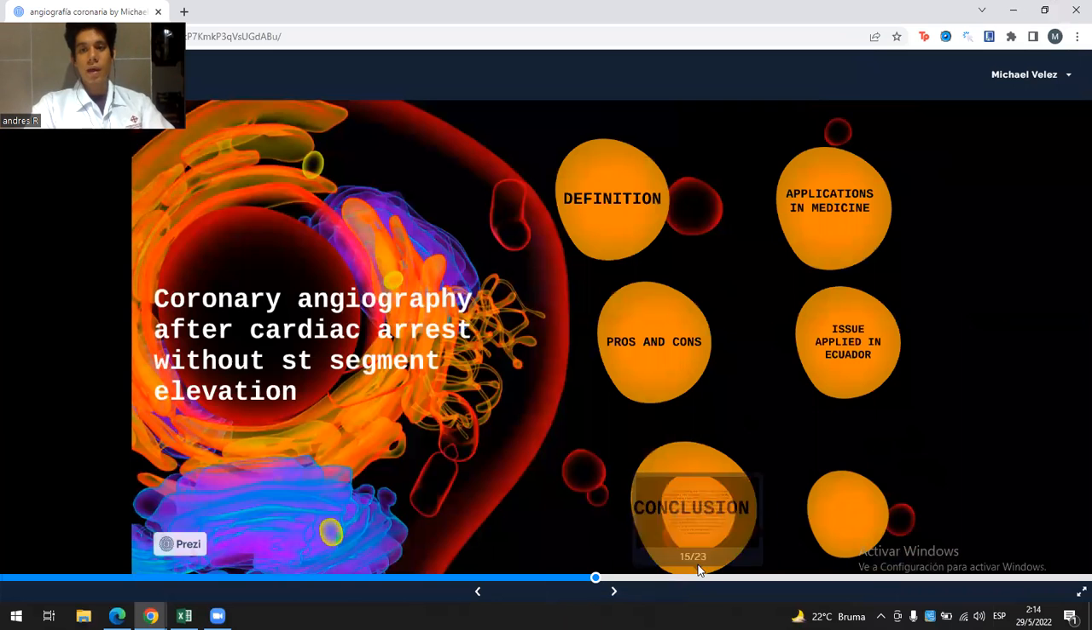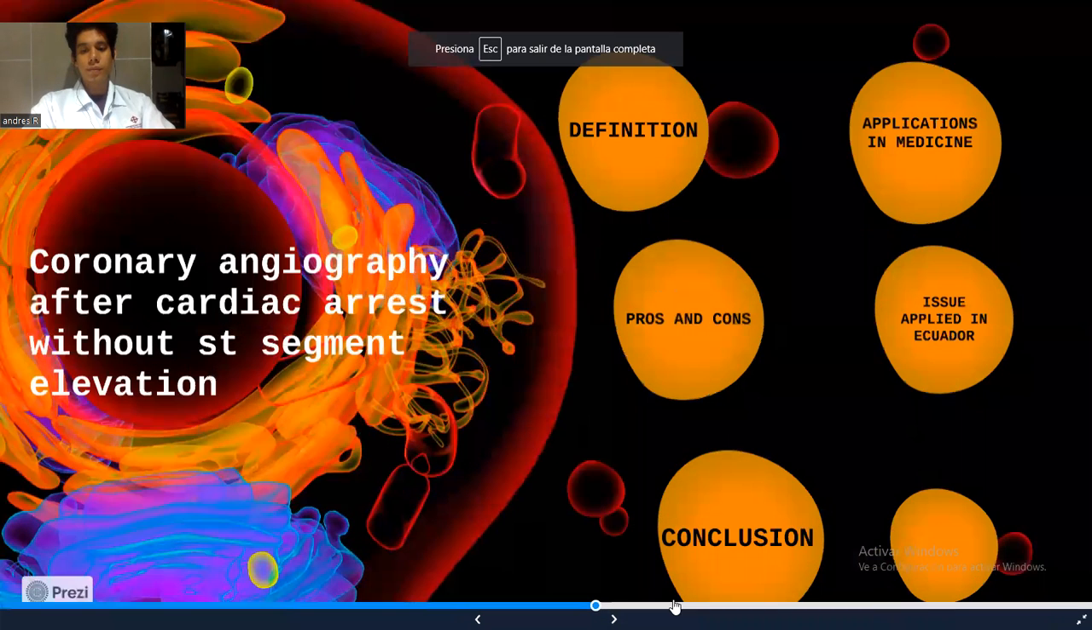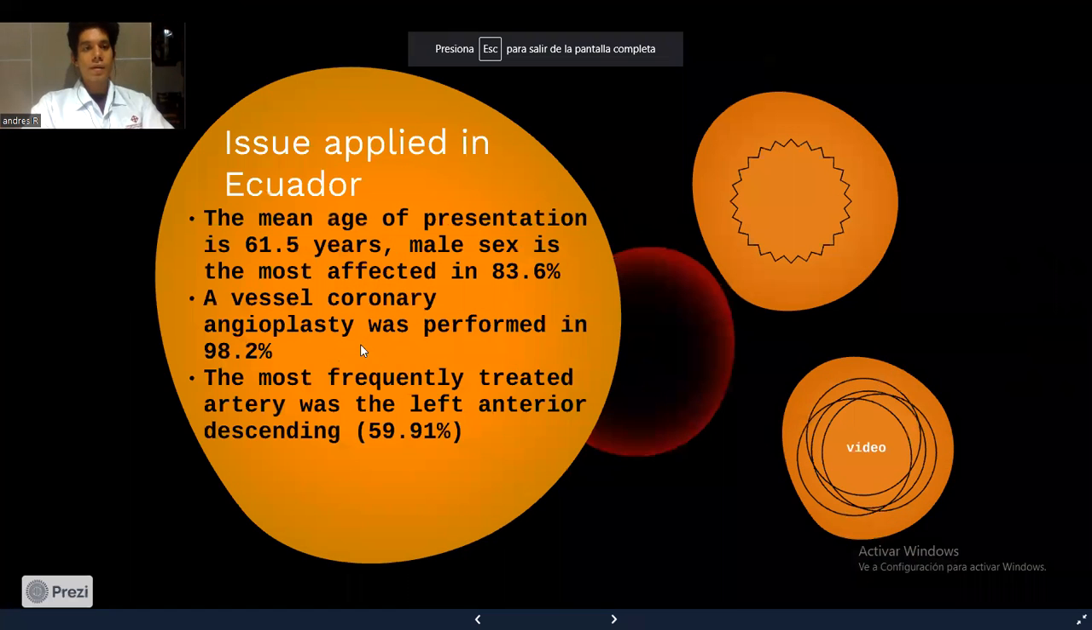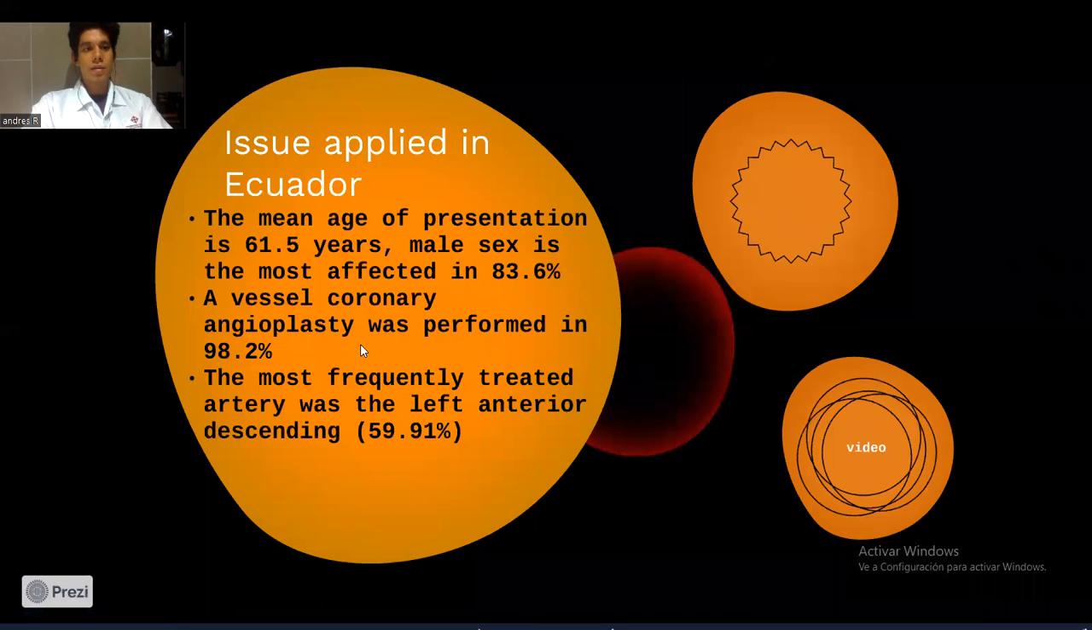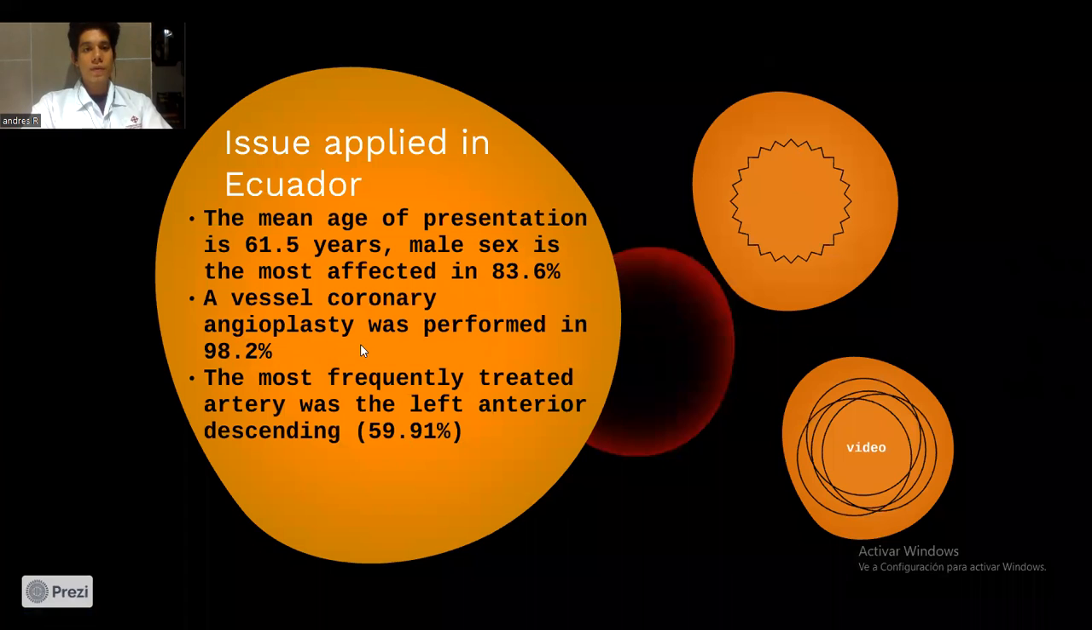Now, the issue as it applies in Ecuador. The mean age of presentation is 61.5 years. Male sex is the most affected, at 83.6%. Single-vessel coronary angioplasty was performed in 38.2%, and the most frequently treated artery was the left anterior descending, with 59.91%.